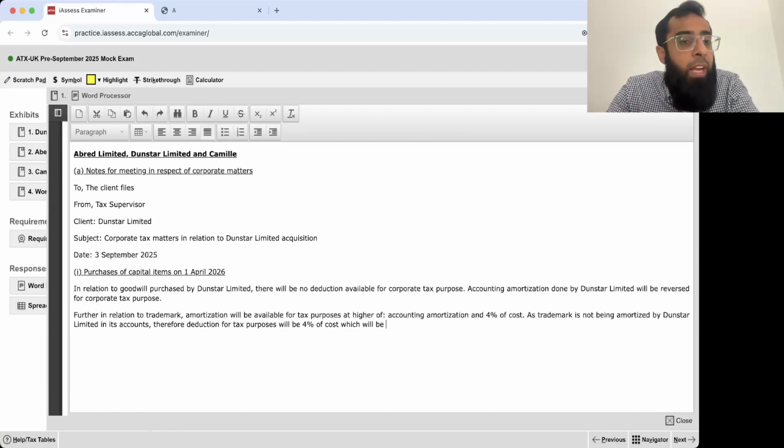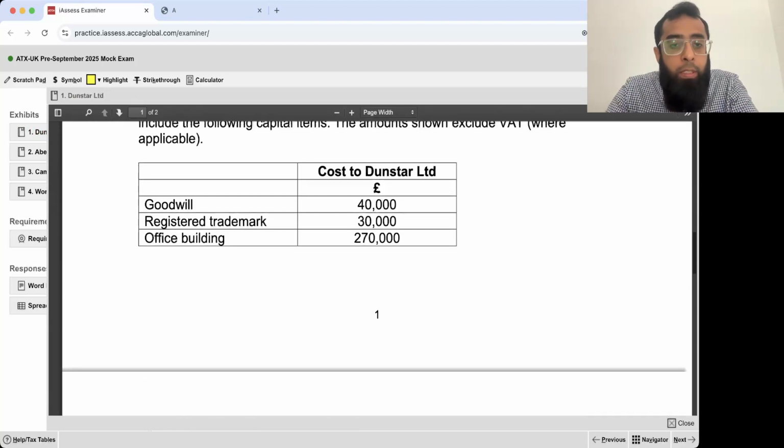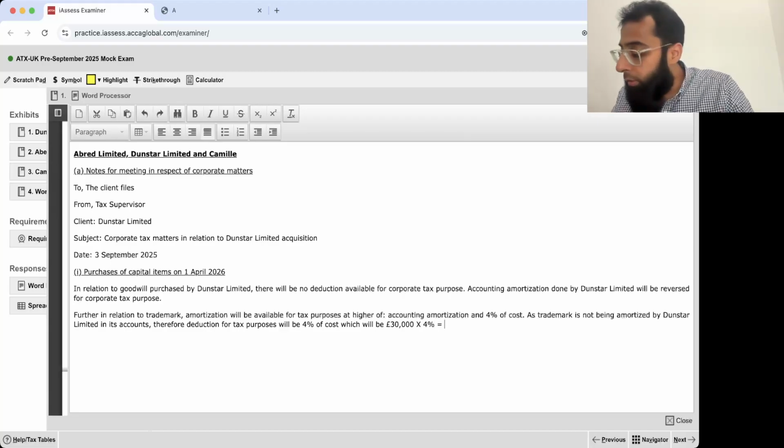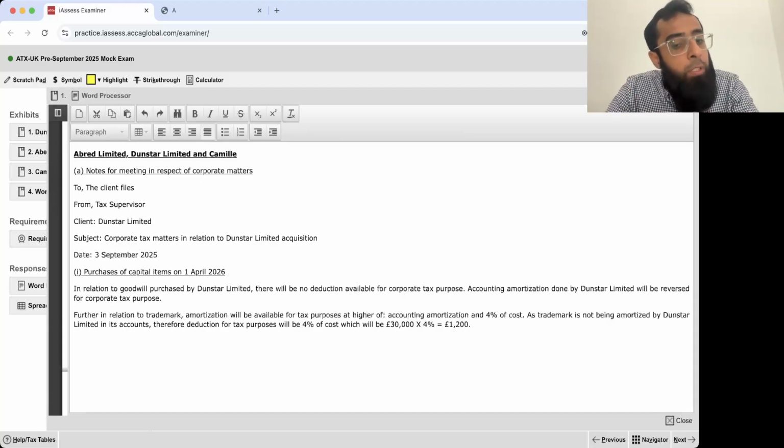What was the purchase value of the trademark? It was 30,000 pounds. I will copy the pound sign from here that we will use throughout the question. Every time I have to paste, I will press Control V. 30,000 into 4%, so that will be 1,200 pounds. Okay, so this will be your deduction available for trademark. See, it was a simple 3 marks question.